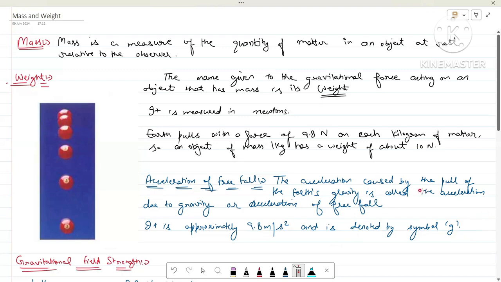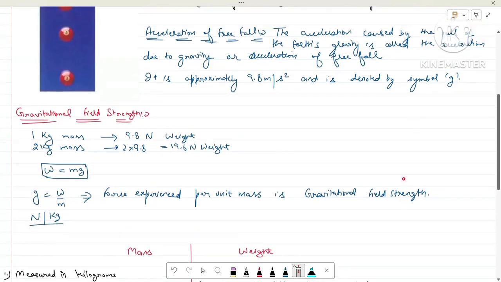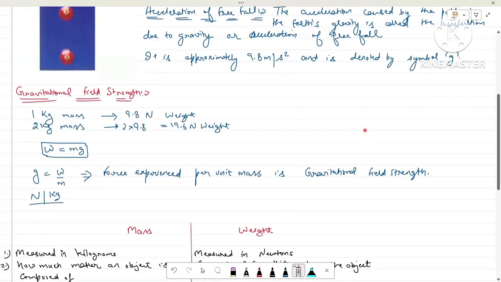Now we will discuss gravitational field strength. As we have discussed, each 1 kg of mass has a weight of 9.8 newton. So a 2 kg mass will have a weight of 2 into 9.8, that is 19.6 newton. What does that mean? To find the weight, you multiply the mass by a certain number, that is 9.8, that is small g. So we can write W is equal to mg.